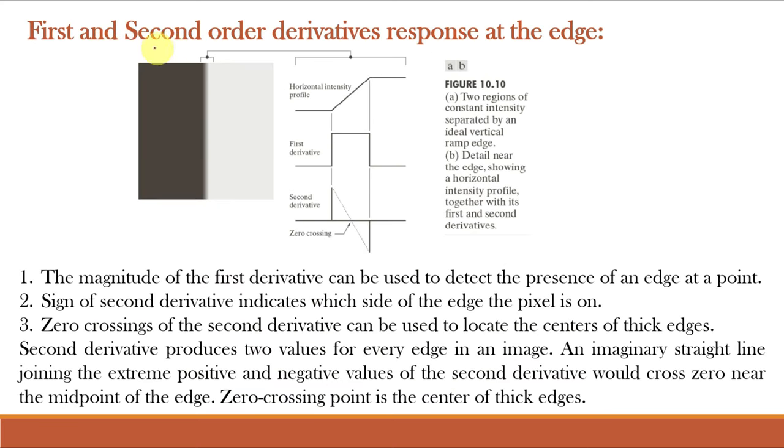Let us understand the first and second order derivative response at the edge. This is an image which has two regions of constant intensity separated by a vertical ramp edge. This is the intensity profile and the first order derivative and the second order derivative response. So the magnitude of the first derivative can be used to detect the presence of an edge at the point. The sign of the second derivative indicates which side of the edge the pixel is on. And the zero crossing of the second derivative can be used to locate the center of thick edges. So the second derivative produces two values for every edge in the image. An imaginary straight line joining the extreme positive and negative values of the second derivative would cross zero near the midpoint of the edge. The zero crossing point is the center of the thick edges. And therefore, the Laplacian, which is the second order derivative, is also known as zero crossing detector.